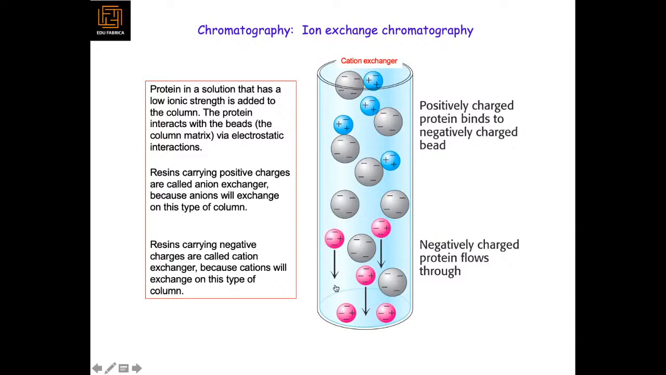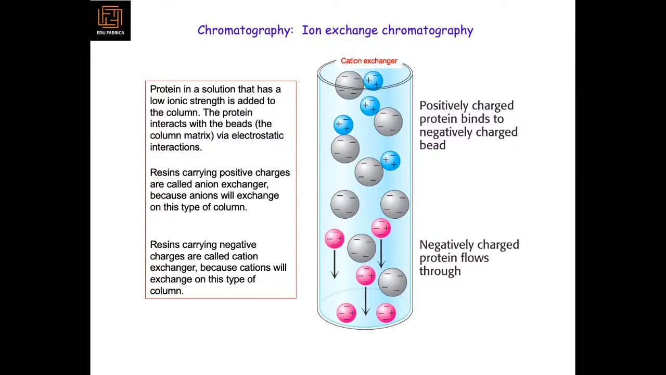Then comes your ion exchange chromatography, next one, in which protein in a solution with a low ionic strength is added to the column, and the protein interacts with the beads via electrostatic interaction. Resins carrying positive charge are called anion exchangers, because anions will exchange on this type of column. And resins carrying negative charge are called cation exchangers, because cations will exchange on this type of column.